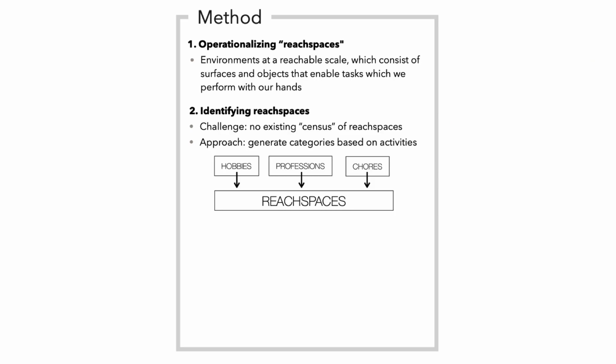Next, we needed to identify a broad variety of reach spaces, and this was a challenge because there were no pre-existing lists of reachable environments. We generated these by finding lists of hobbies, professions, and chores, and from these deriving the reach spaces that would support them.